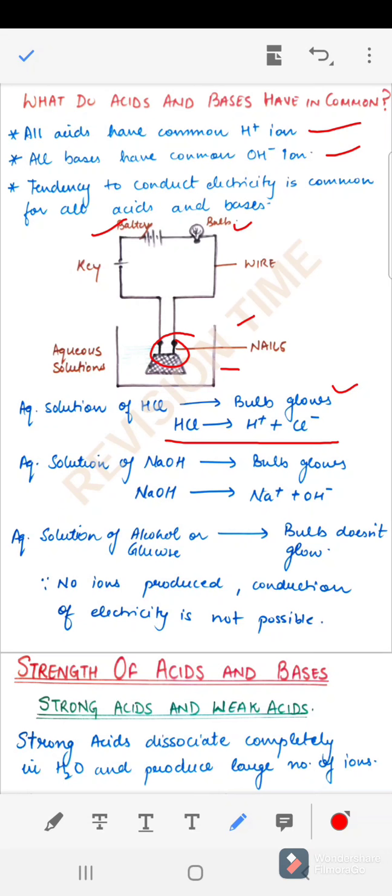So these ions will conduct the electricity and the bulb will glow. Next, when we add the solution of sodium hydroxide, the same thing happens because it is dissociated into ions and the bulb will glow. Third, when we use the solution of alcohol or glucose, the bulb doesn't glow because there is no production of ions and electricity is not conducted. So that means that acids and bases are capable of conducting electricity.